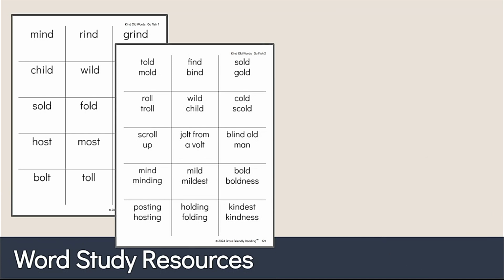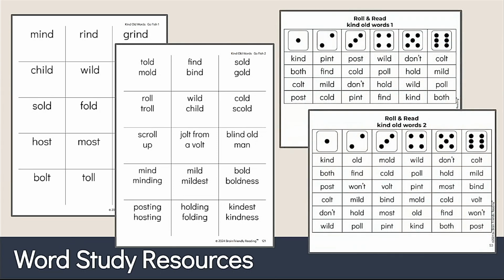I'll share a link to a folder that includes the revised Go Fish 2 page and other resources mentioned here. There are also roll and read games for this skill. You can find a variety of roll and reads for every skill in the Brain Friendly Reading program on the We Shall Read website in the shop. However, if you are enrolled in the training, they are all in the shared Google Drive.